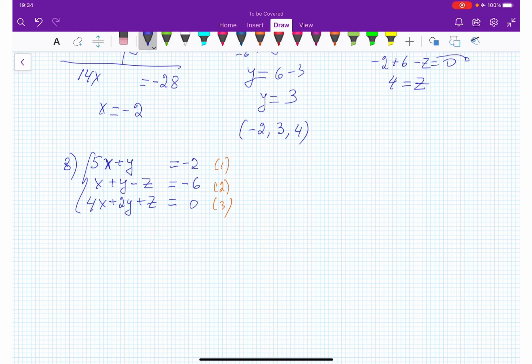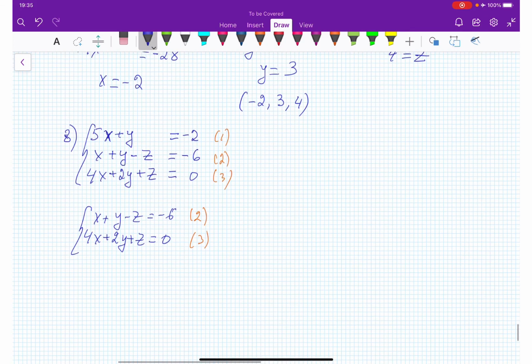So x plus y minus z is equal negative 6. 4x plus 2y plus z is equal 0. Number 2 and 3. And beautiful, one is positive z, one is negative z. Couldn't be easier. It's gone. And we are getting 5x plus 3y, and that's equal negative 6.